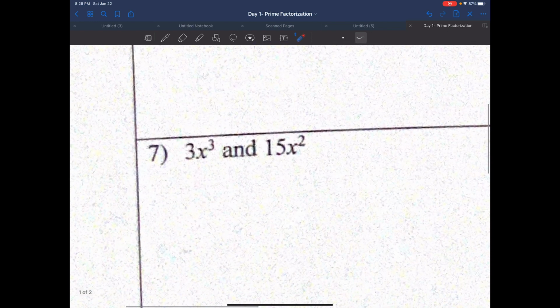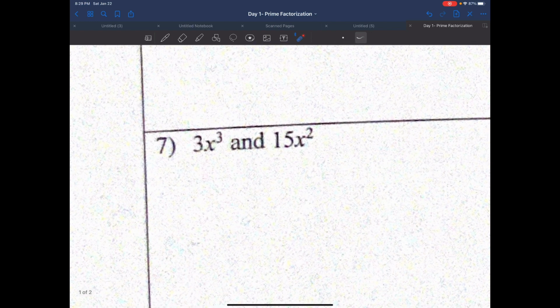All right, so now we're going into a different territory, but the same procedure. This time we're dealing with variables. This time we're going to be dealing with a variable raised to some sort of exponent. So notice that we have an x cubed and an x squared here.